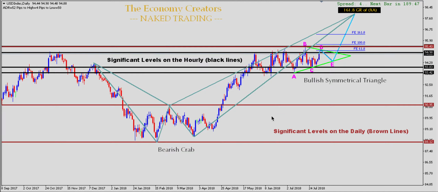Now what you see over here to the right is a bullish symmetrical triangle. A bullish symmetrical triangle is defined by the bottom rising and the top declining, and then you just plot out your A, B, C, D, E, and it goes on from there. This here is a Fibonacci expansion tool, and I'll get into all that.